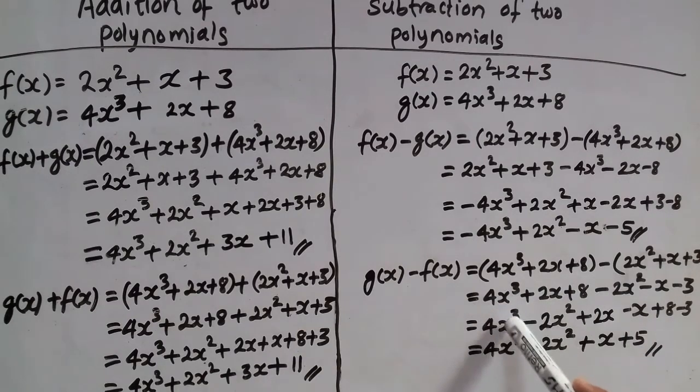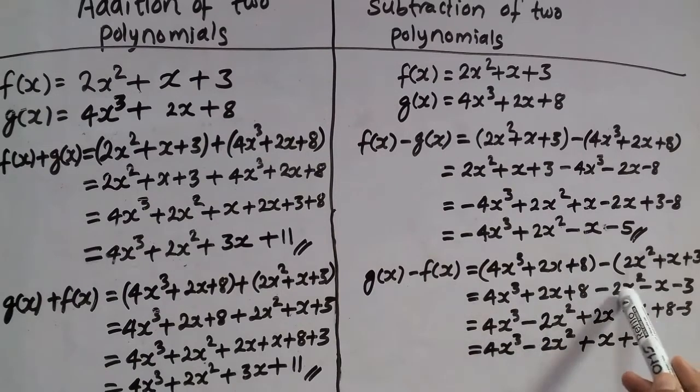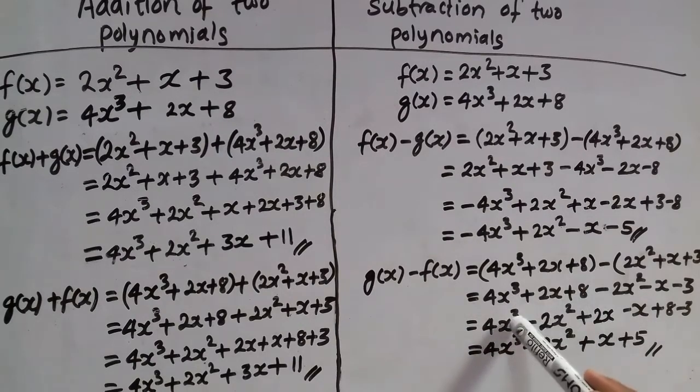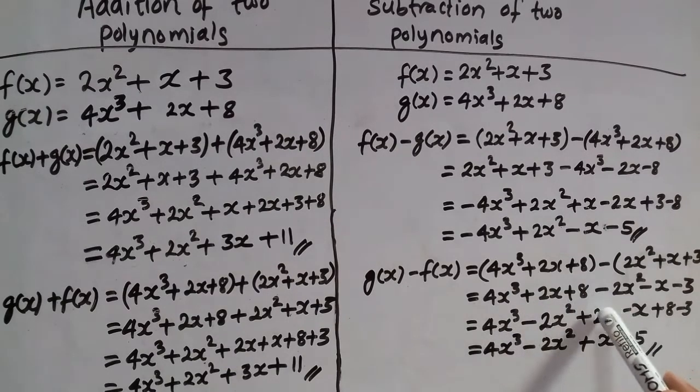Then we have arranged terms like before: 4x cube, then this containing lower power, x squared, then the term containing x, this is 2x, this is x, then 8, then minus 3. Now this is written as it is because these two are unlike terms, and plus 2x and minus x.